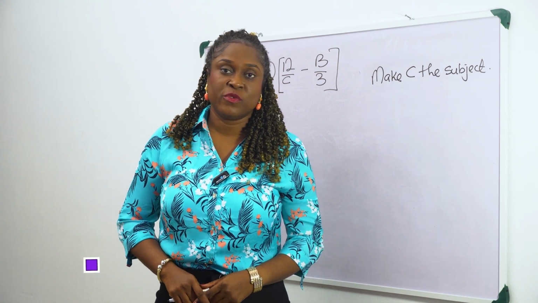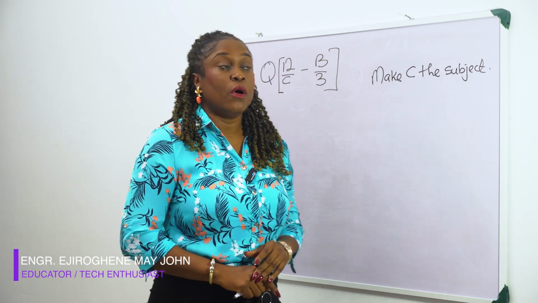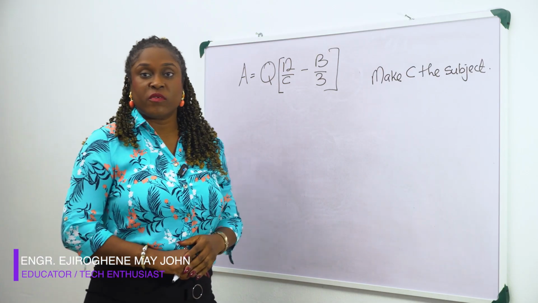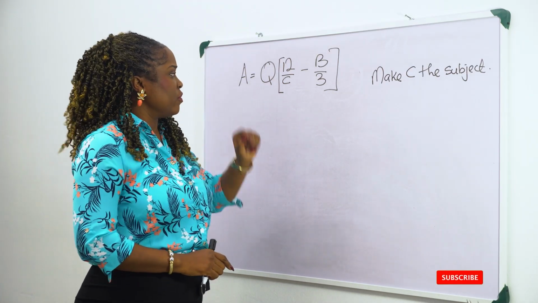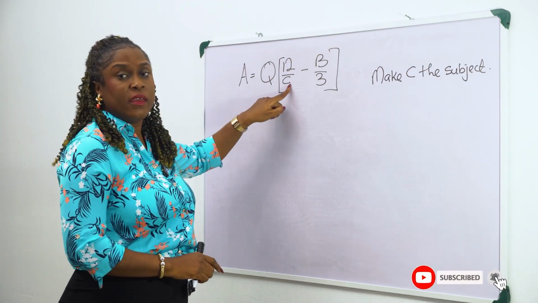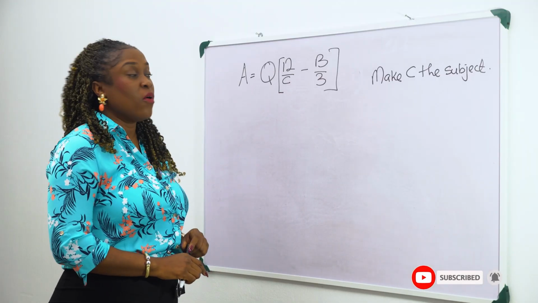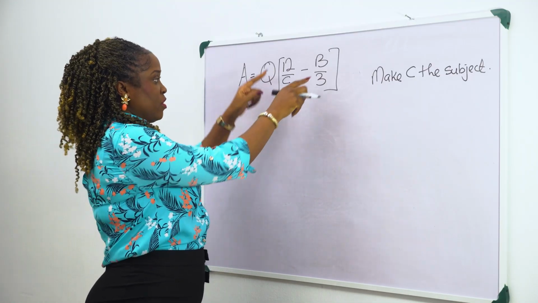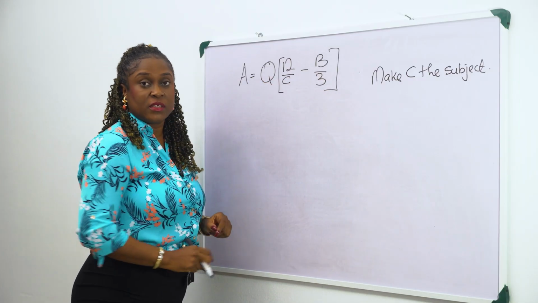This is Easy Maths Tutor class, and in this episode on making the subject of the formula, we're going to solve this question. We are supposed to make C in this equation the subject of the formula. Now, this is a kind of complex equation because we have brackets, we have fractions and all that.